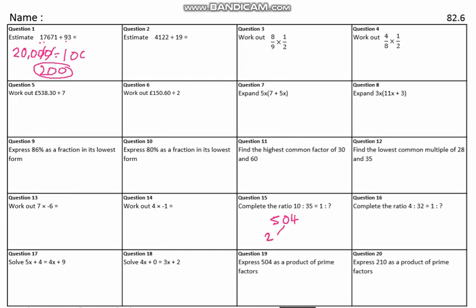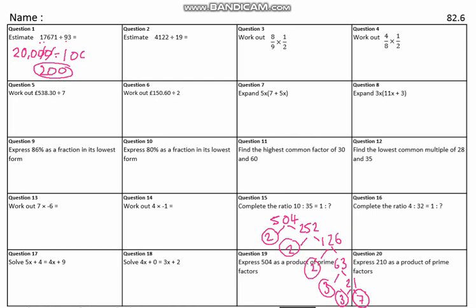It's an even number, so we will start with 2. That means we've got 2 and 252. It's even again, so we can go 2 and 126. Once again, that is even, so we can divide that by 2, and we get 63. Now 63 is not even, but we can divide it by 3, so we're going to have 3 and 21. We can divide that by 3 again, so we're going to have 3 and 7. They're both prime numbers, so we can finish on those.